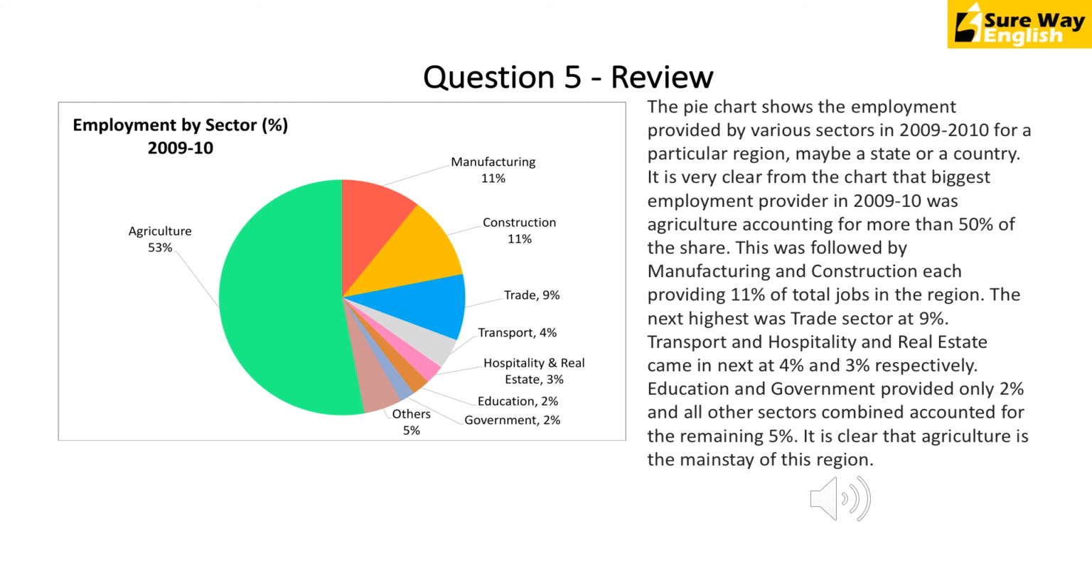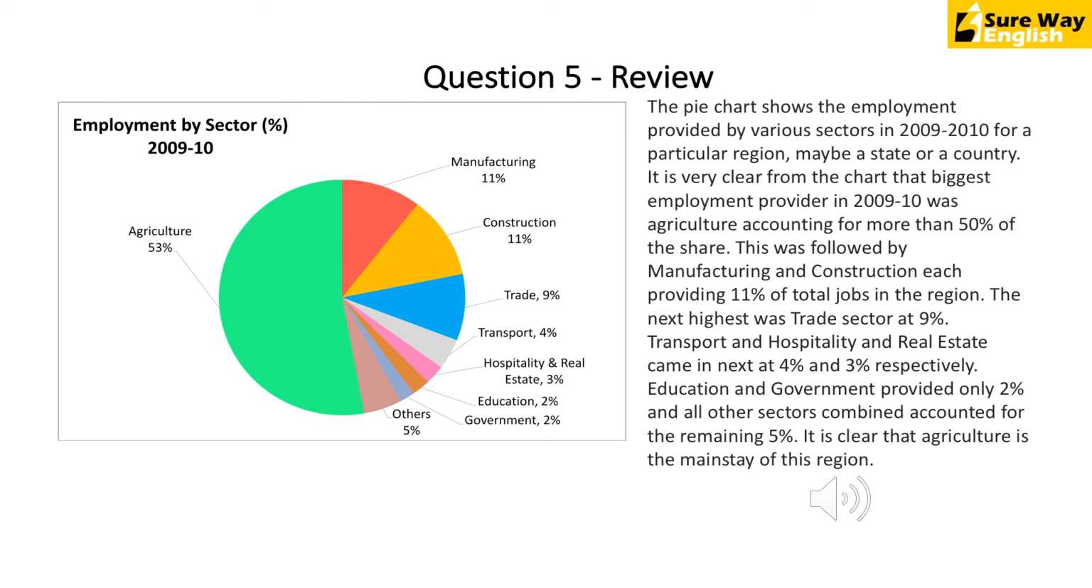Now, instead of always saying the biggest share in employment sector, as I said, we have to show our variety. We have to show that we can use language in different ways. That's why we use different words as well. So we say the biggest employment provider in 2009-10 was agriculture, accounting for more than 50% of the share. So instead of just saying 53%, you can say more than 50%, and that's fine.